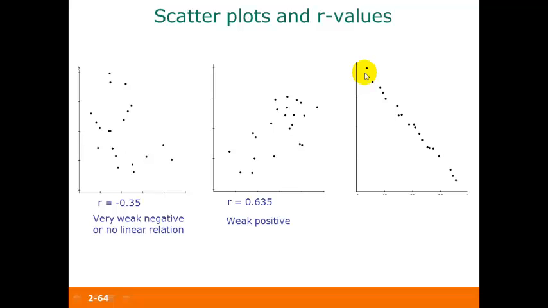And finally, we have this one. Now this one, we do have something very close to a straight line, and it's going down from left to right. So this one is going to have a negative R value, and it should be close to negative 1. This one turns out to be negative 0.996. So this one we would call a strong negative relation, actually a very strong negative relation.